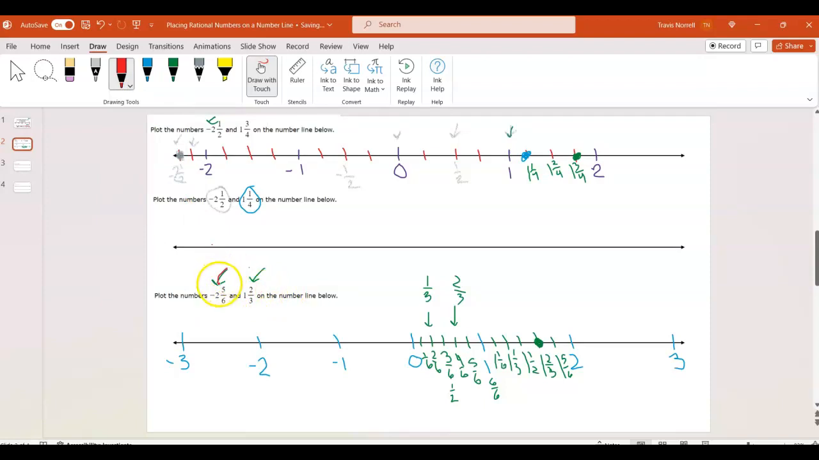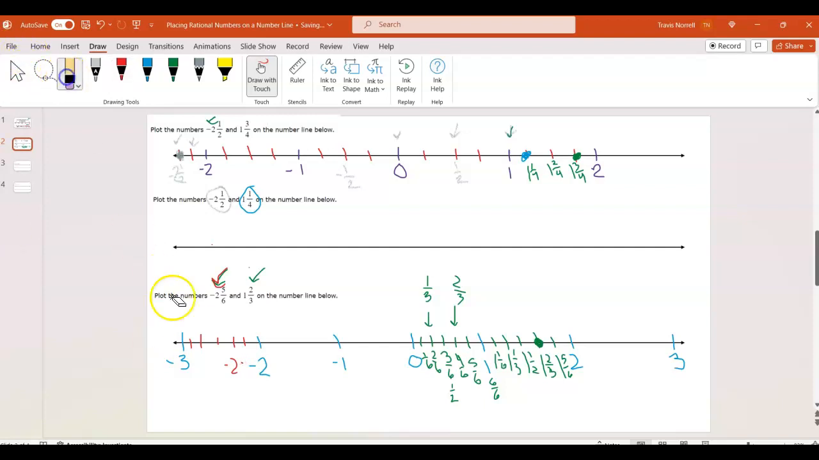Okay, let's try this -2 and 5/6. Well, here's -2. 5/6 is going to be in between here. So I'm going to cut it into thirds. Right? So this would be -2 and 1/3. But I'm actually going to cut these into 6. So -2 and 1/6.